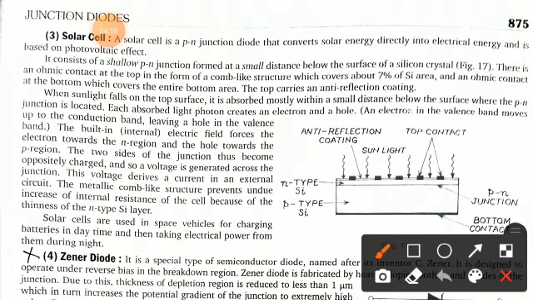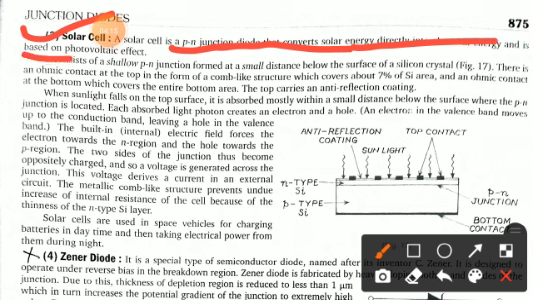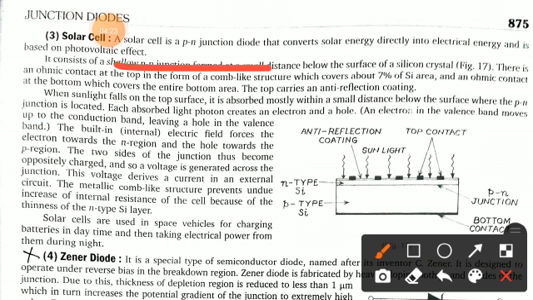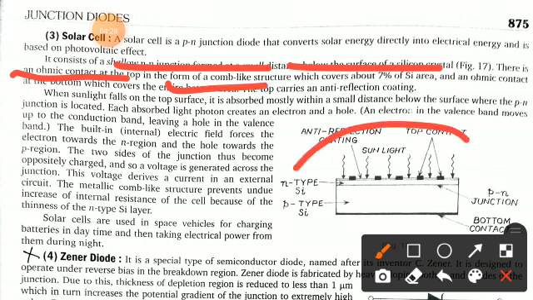Now we will come to the next junction diode, the solar cell. So third one, a solar cell is a junction diode that converts solar energy directly into electrical energy and is based on the photovoltaic effect. It consists of a shallow p-n junction which is formed at a small distance below the surface of the silicon crystal. There is an ohmic contact at the top in the form of a comb-like structure. You can see here, this is the figure for the solar cell.